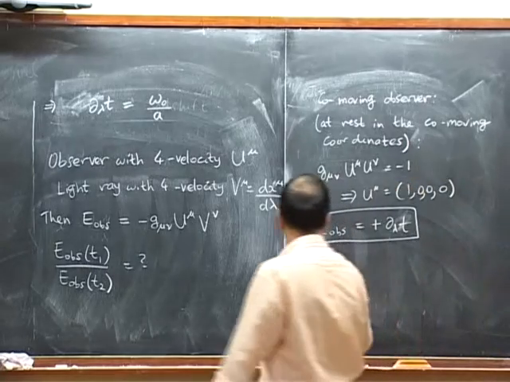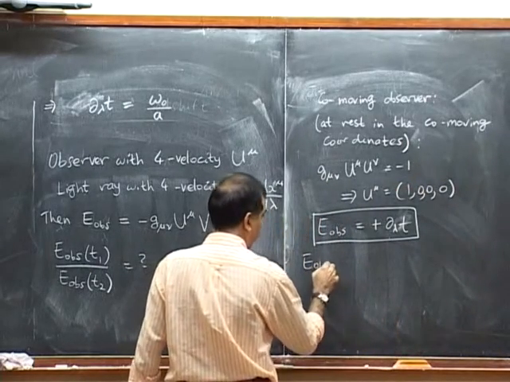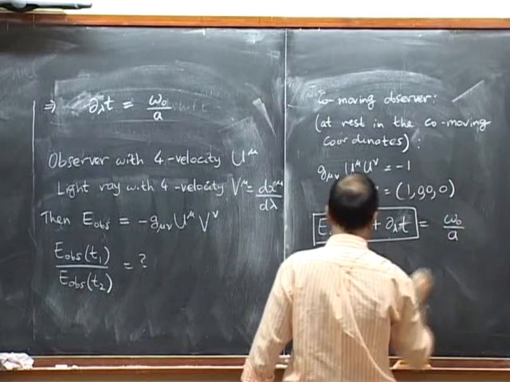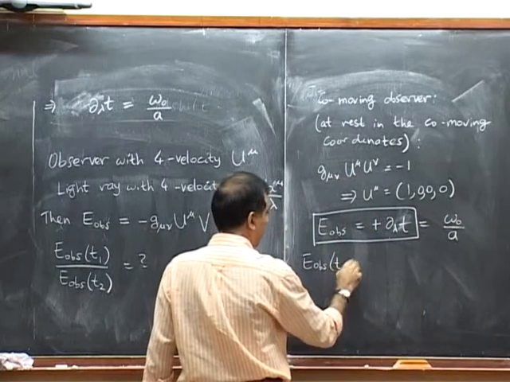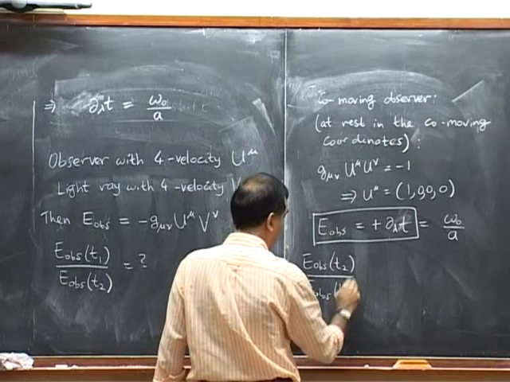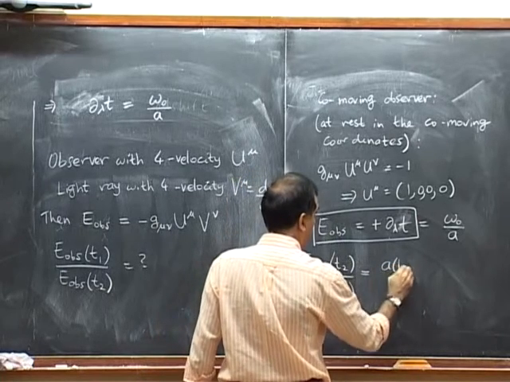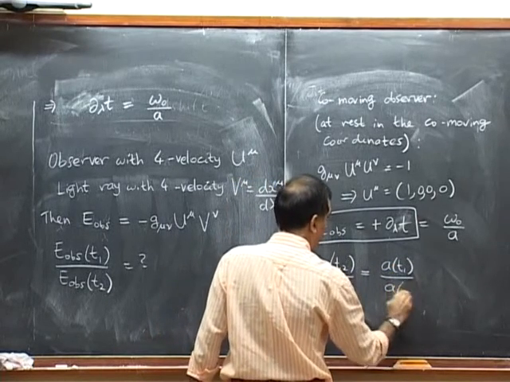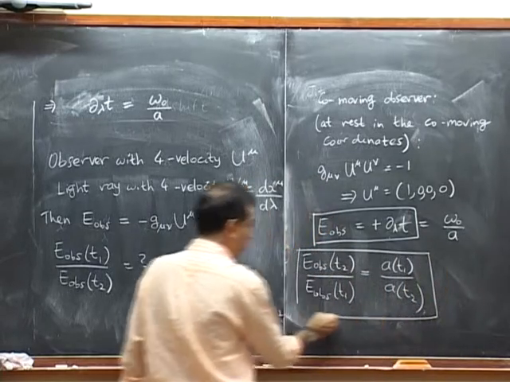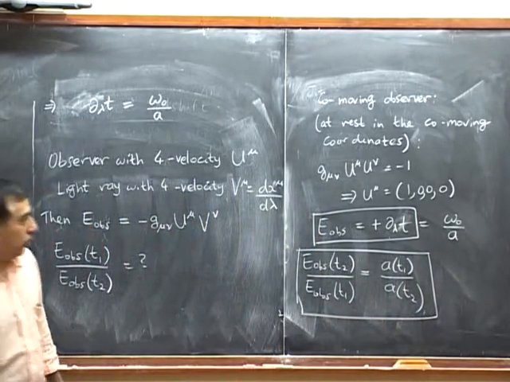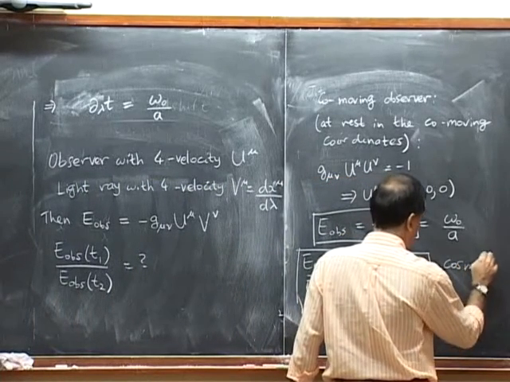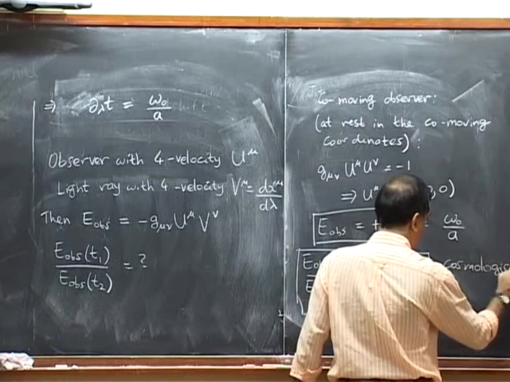Now it's very easy. The observed energy is equal to omega naught upon A. So we learned that observed energy at time t2 over observed energy at time t1 is equal to A at time t1 over A at time t2. And this is called the cosmological redshift. When is it a redshift? Now we should be able to tell.